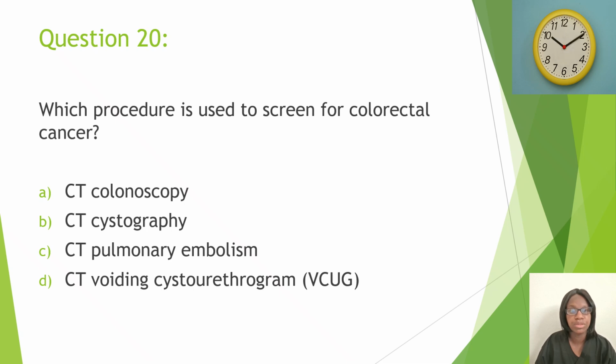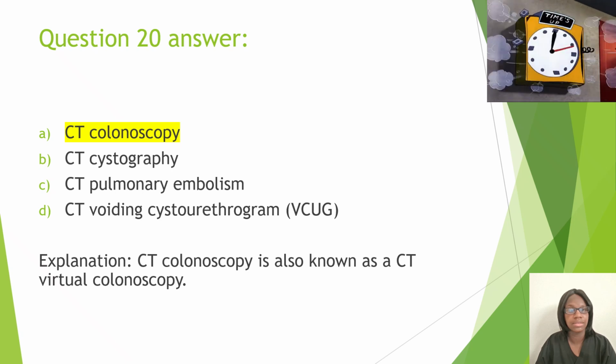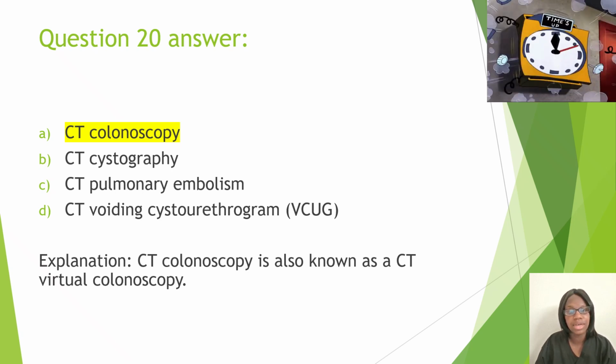Question 20. Which procedure is used to screen for colorectal cancer? Is it CT colonoscopy, CT cystography, CT pulmonary embolism, or CT voiding cystourethrogram, also known as VCUG? All right, the correct answer is your CT colonoscopy.